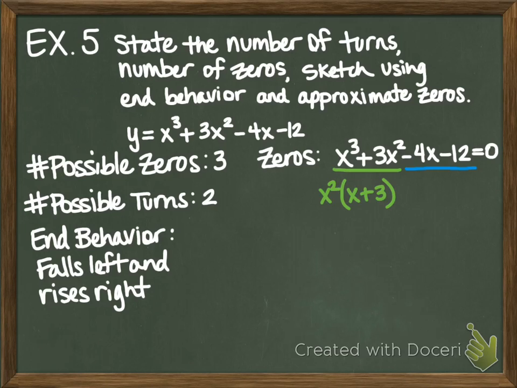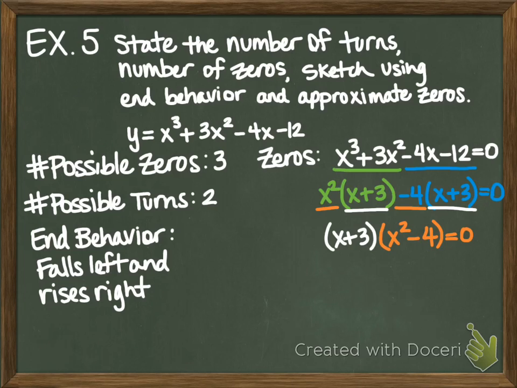Then I'm going to look at the next two pieces. The next two terms both have a negative 4 in common. So when I factor out a negative 4, I'm going to be left with x plus 3. So when you factor by grouping correctly, what's in parentheses should always be the same, and it is here. So you're going to write whatever that is down one time, which is x plus 3. Then you're going to take the leftovers, x squared minus 4, and you're going to write it in a separate parenthesis. So it's factored now.